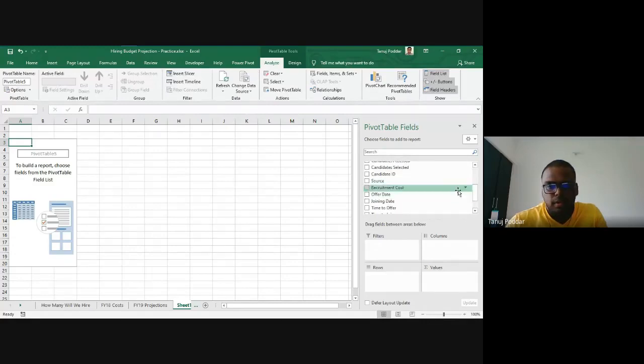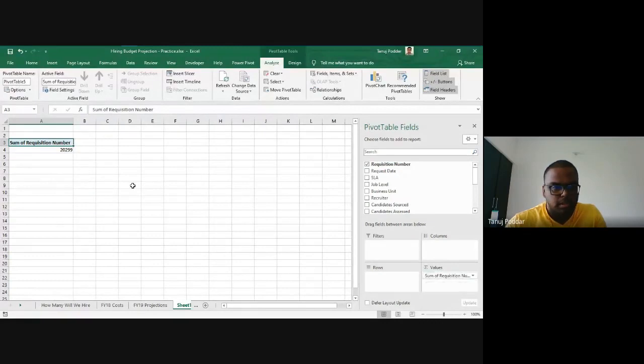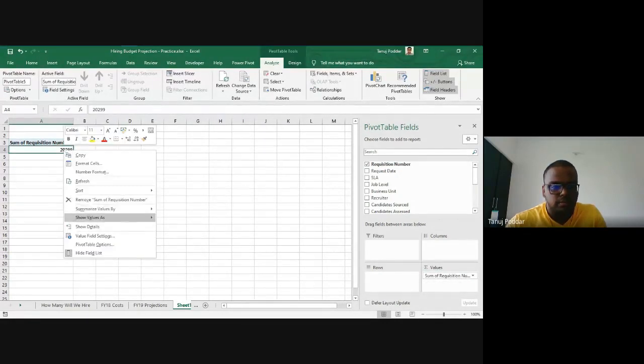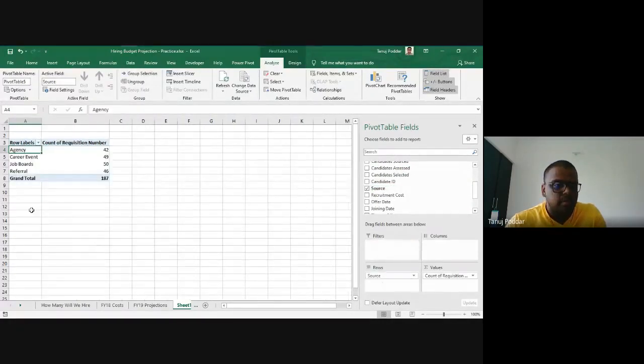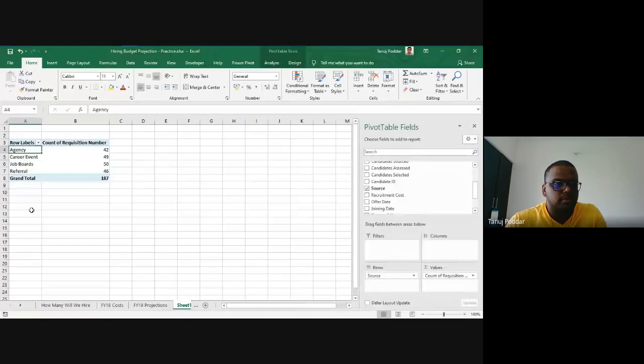So now basically what I want to know is the number of hires that we've had. So we can just take the requisition number as the measure, and use the count of those. 187 hires, and you want to break it out by the different sources. So we'll just pull this down. We have the different sources from where we are hiring, and the count of people that we have hired from them. All right, so this is the number of hires.